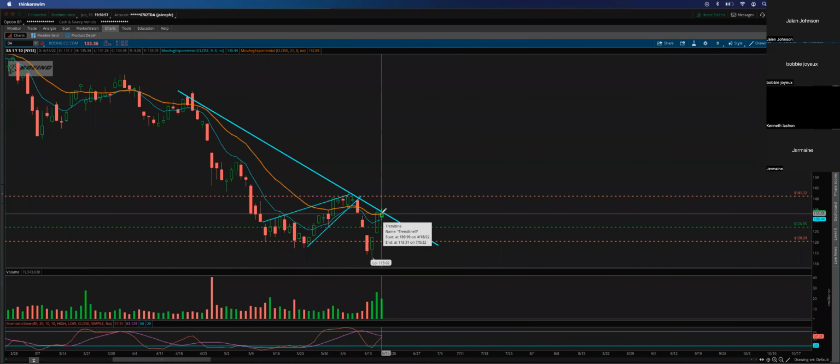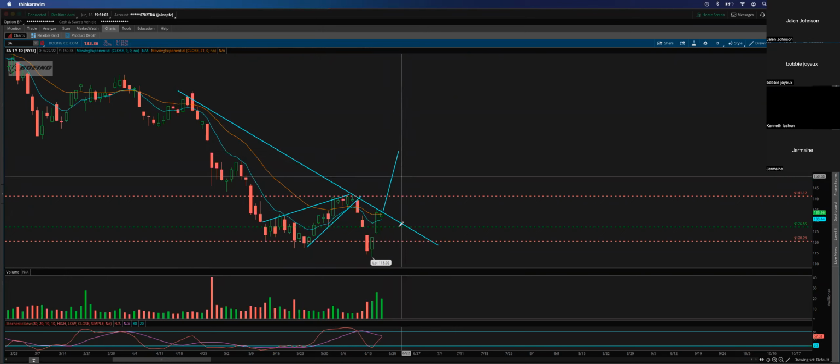We're at a trend line now, right? So Boeing has two different things it can do. Boeing can either break the trend line or Boeing can break down, right?